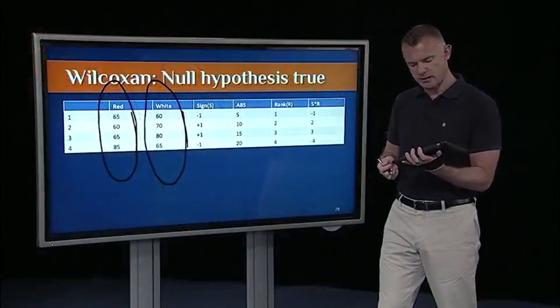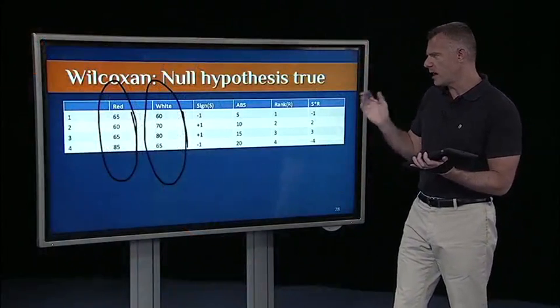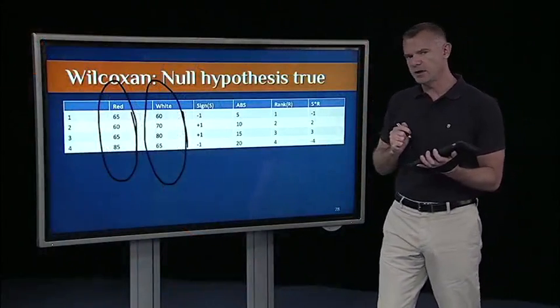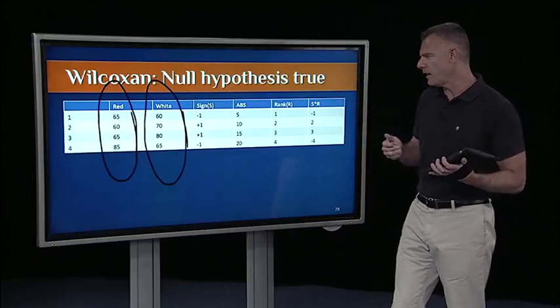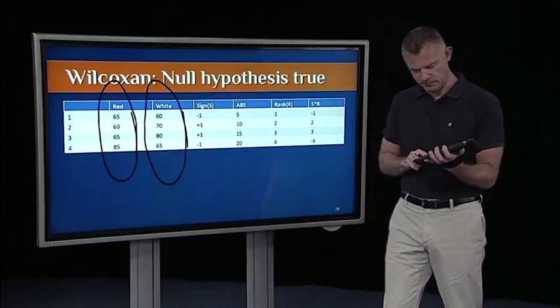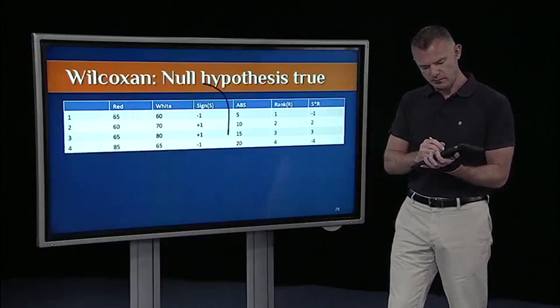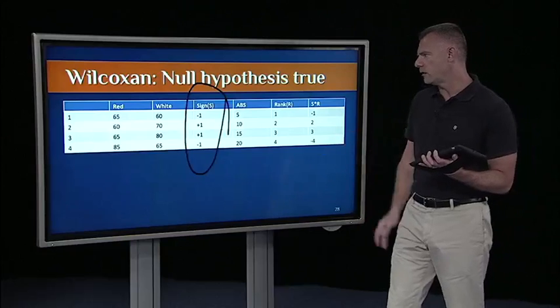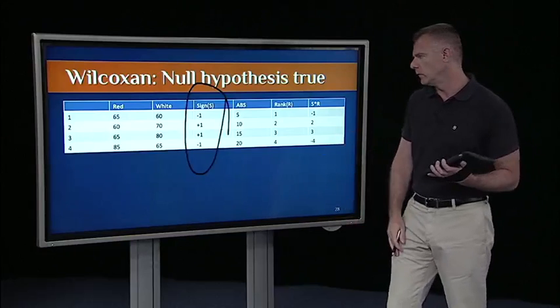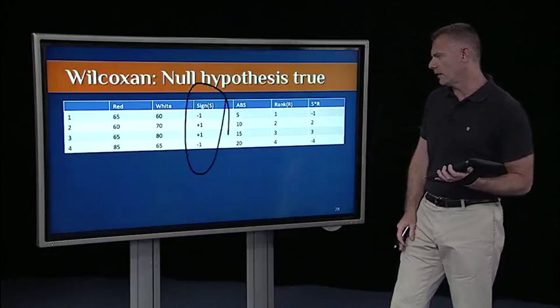So here I decided if they rated a red higher, then I'm going to give it a negative sign. And if they rated the white higher, I'm going to give it a positive sign. So that's where this column comes from, the sign column. If red is greater than white, then I give it a -1. If white is greater than red, I give it a +1.